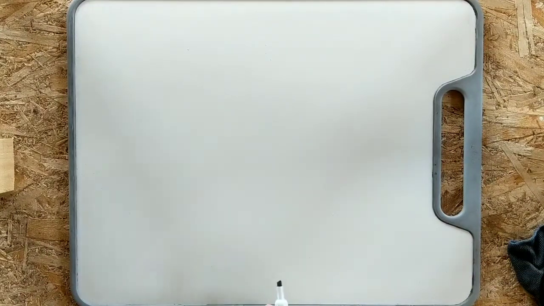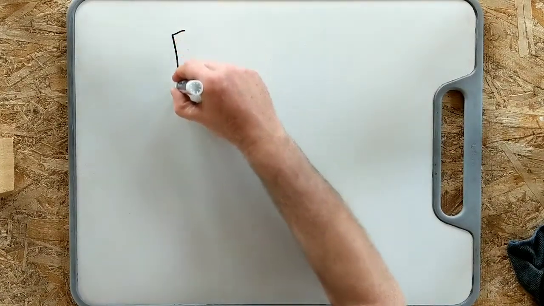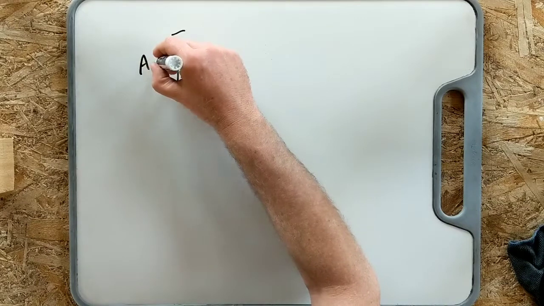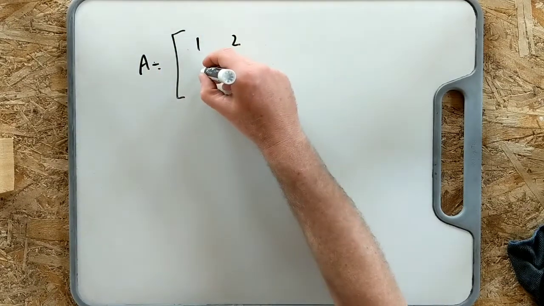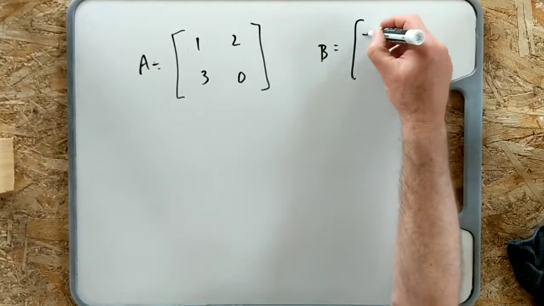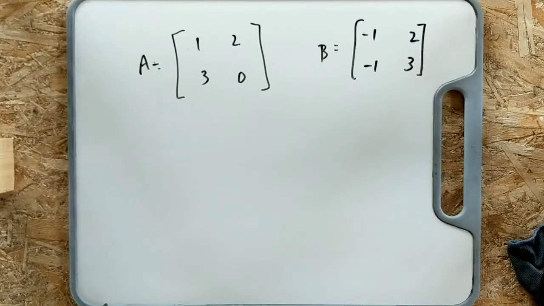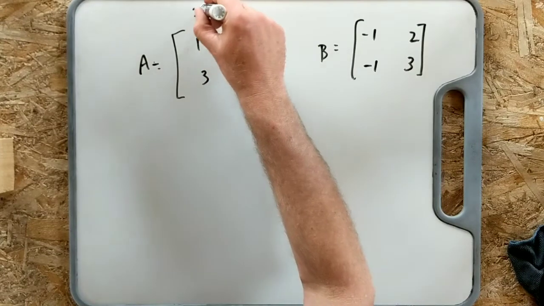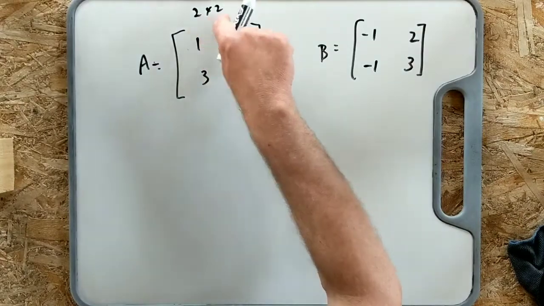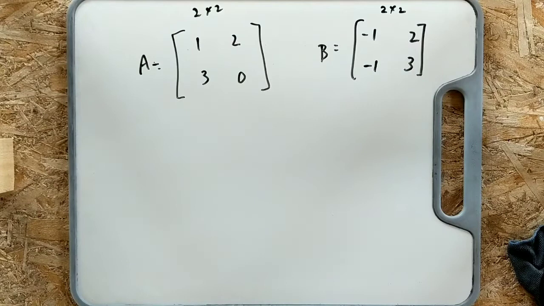To add matrices, you basically add the terms of them, and they have to be the same shape to do that. So let me give a couple of matrices up here. Let's call A 1, 2, 3, 0, and B we will call -1, 2, -1, 3. First of all, they have to be the same size in order to add or subtract them. This is a 2 by 2 matrix. Remember, that's 2 rows and 2 columns. This one is also 2 by 2. They are the same size, so you can add them.